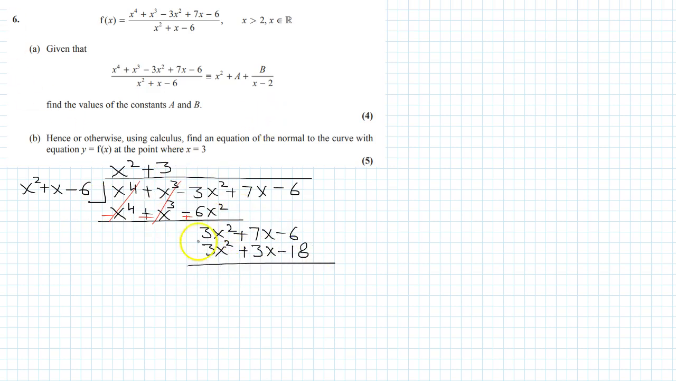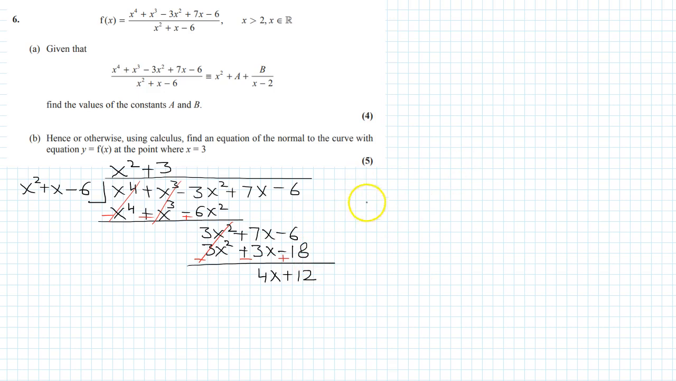So this will be 3x squared and minus 3x squared cancel. This is minus and this is plus, so it will be 7 minus 3 is 4x. This is plus 18 minus 6, which will be plus 12.